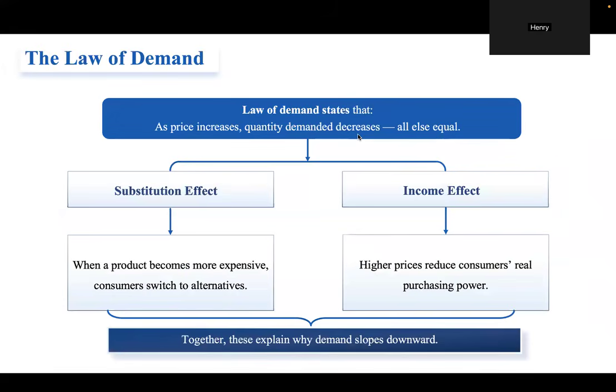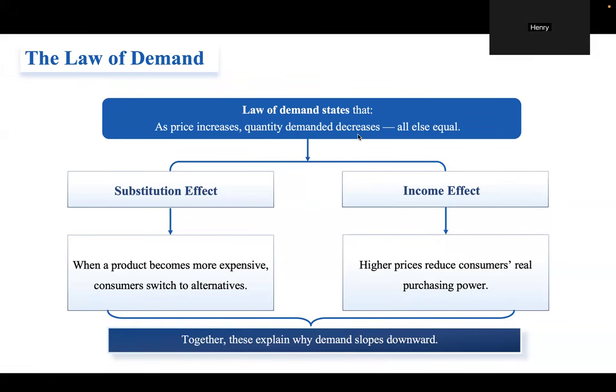The law of demand states that as price increases, quantity demanded decreases, all else equal. This gives us the familiar downward sloping demand curve. But why does this relationship exist? There are two key explanations. The first is the substitution effect. When the price of a good increases, consumers switch to alternatives.